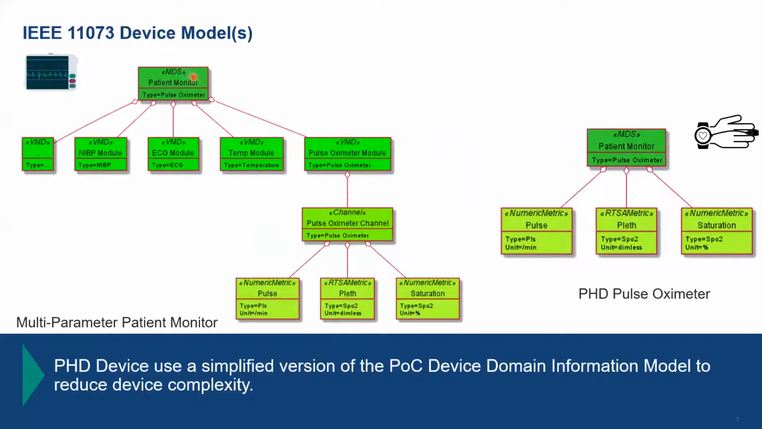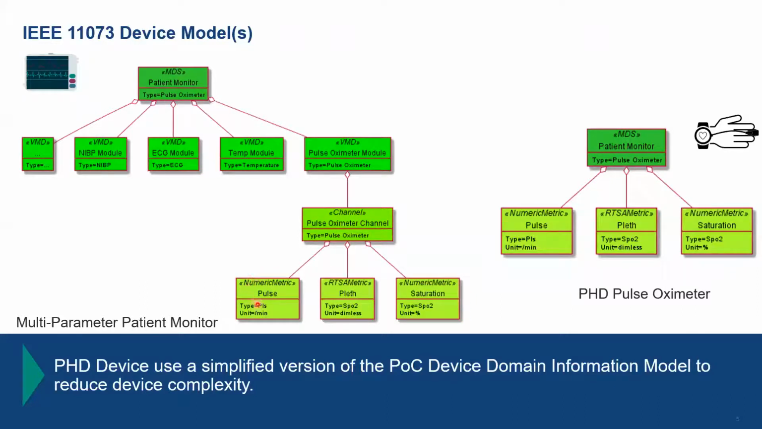Why is it this way? On the one hand, as I mentioned before, these patient monitors are quite complex devices. They may have NIBP modules, ECG modules, temperature modules, and way more. And just one module out of this is a pulse oximeter module. They may also have a channel below that for further grouping, and here might be even more. And they have a 4th layer in the containment tree.